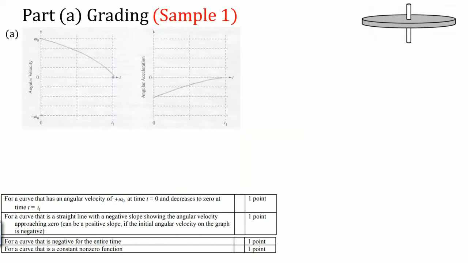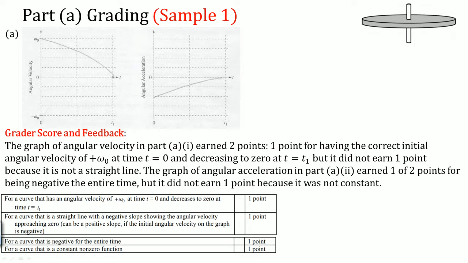Let's take a look at the graders here. The graders gave them 2 points for the correct initial angular velocity. So they get a point here. And then they get the point that it is decreasing. So for the curve that has a positive angular velocity, that's correct, and decreases to 0. So they got that point. For a curve that is a straight line with a negative slope showing the angular velocity approaches 0, they got that point.